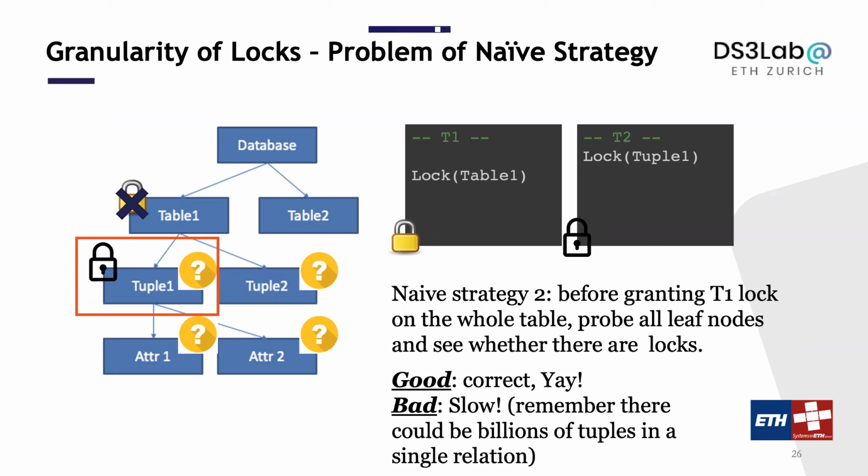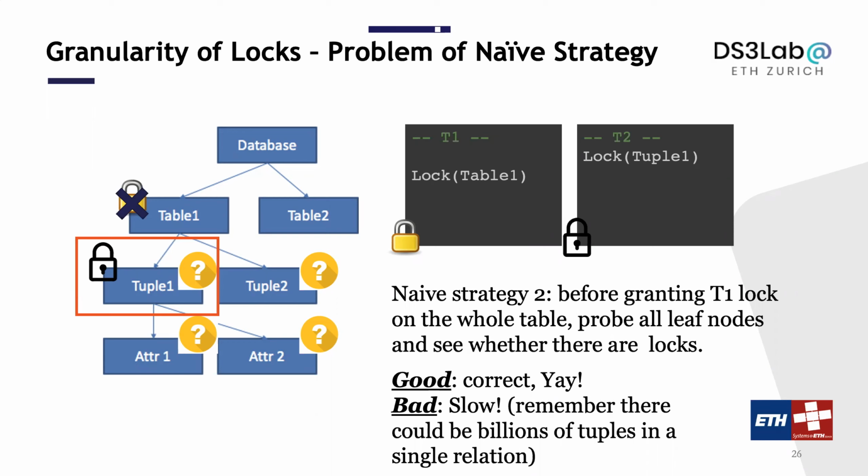So what's the problem with this one? The good thing about this is it's going to give you something correct. It won't introduce conflict. The downside is whenever you have billions of tuples in the same table, we actually do not want to enumerate all those billions of tuples simply because some transaction wants to hold the lock on the whole table. It's going to be very slow. Okay?